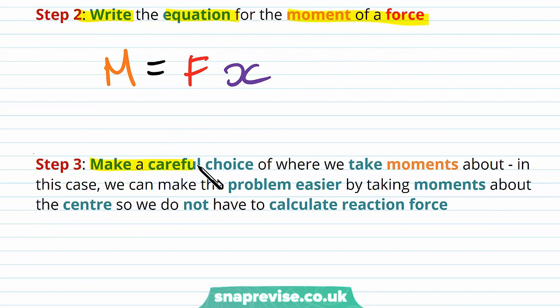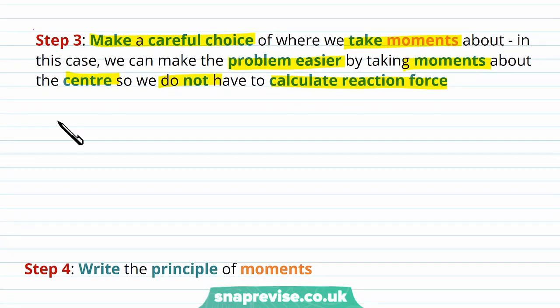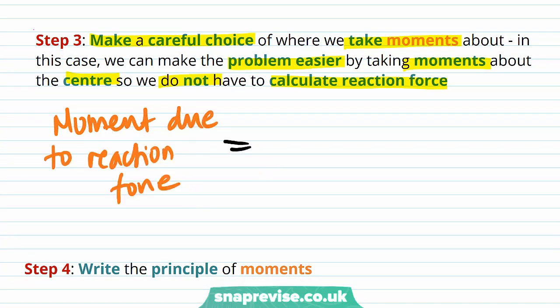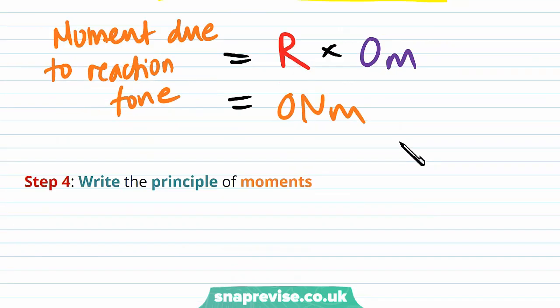Step 3 is to make a careful choice of where we take moments about. In this case, we can make the problem easier by taking moments about the centre, so we do not have to calculate the reaction force. If we take moments about the centre, the moment due to the reaction force is given by the magnitude of the reaction force times 0, because the reaction force acts through the centre. So the perpendicular distance is 0, and we therefore get a moment equal to 0 newton meters. This allows us to ignore the normal reaction force.